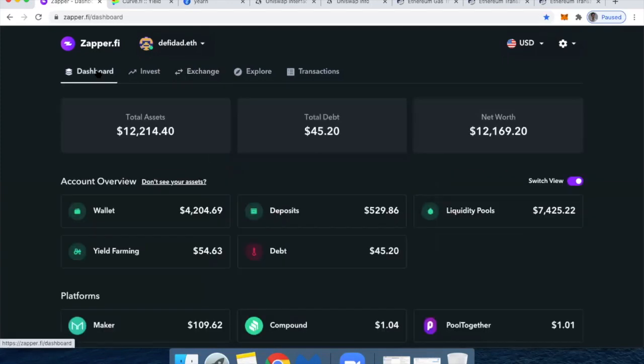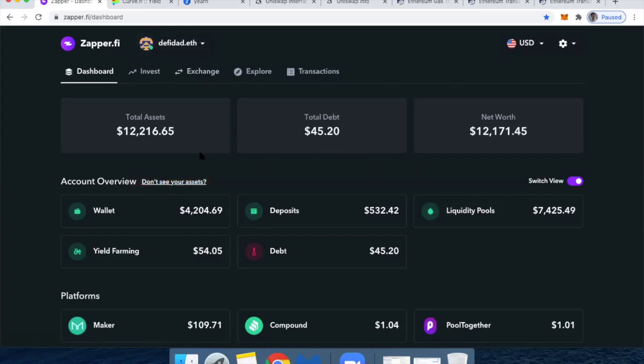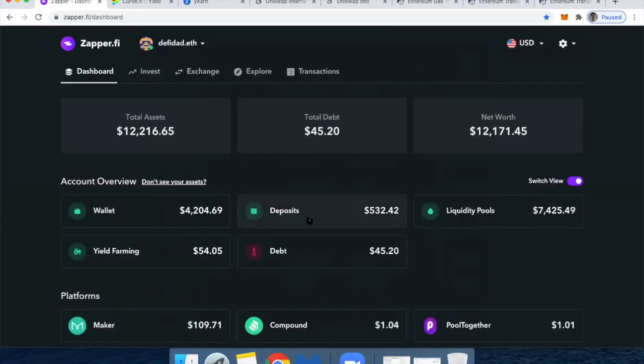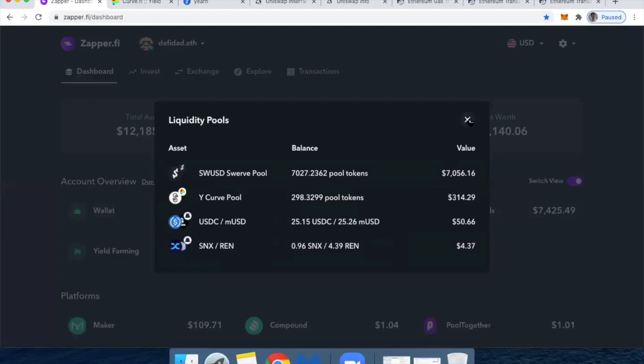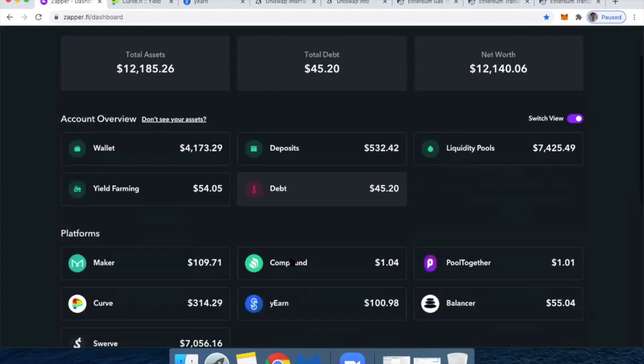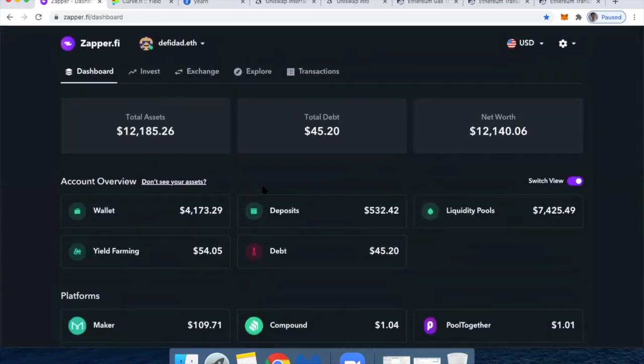Also, if you've never done this, go to zapper.fi/dashboard. This is where you can connect to your Ethereum wallet or multiple Ethereum wallets, and you can track all of your assets. You can track your liquidity pools. You can track yield farming opportunities, any sort of liabilities, like if I have an Aave loan or a Maker loan, and then you can track them by platform. So this is a tool that I think everyone has used in DeFi, and this is part of the reason I joined the team at Zapper.